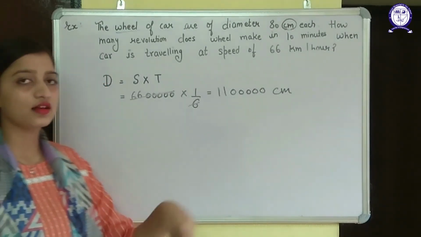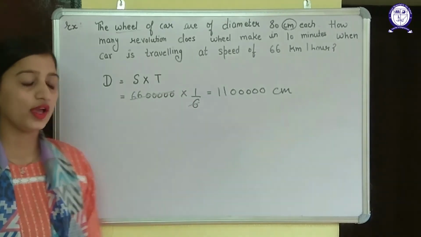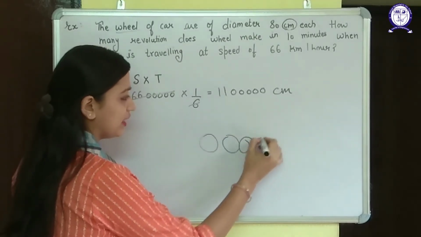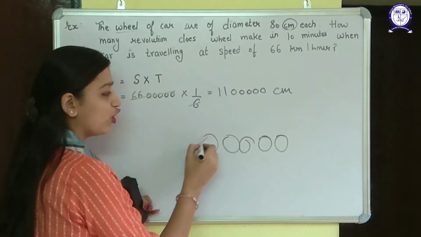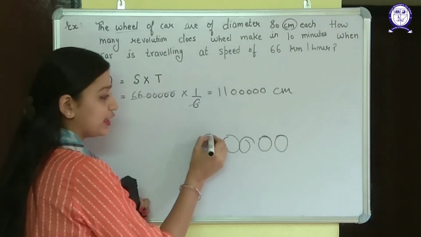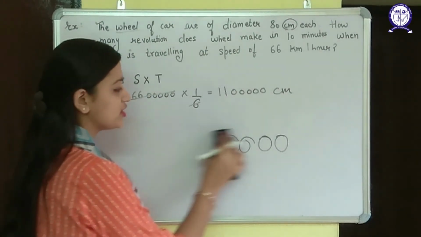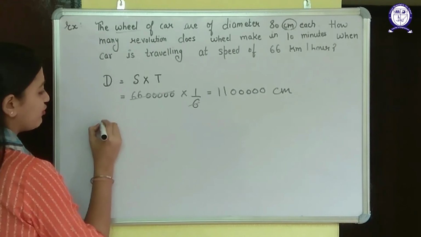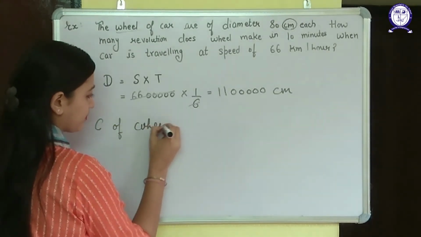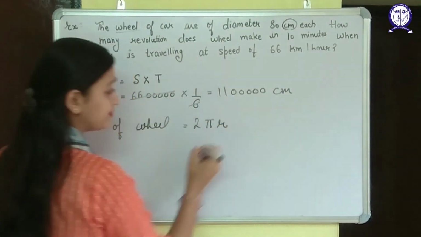Now, while the wheels are revolving, what is the role of area in that? The wheels are like this, and when they are revolving like this, is there any role of their area? No. Which is the portion which is covering the distance? It will be their circumference. The main role is of the circumference. So first of all, we will find the circumference of the wheel. So this is my 2 pi r.